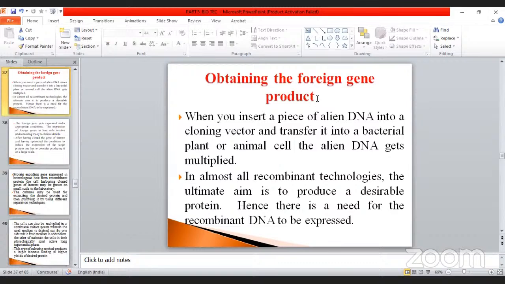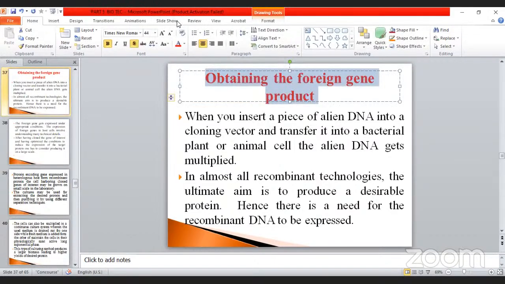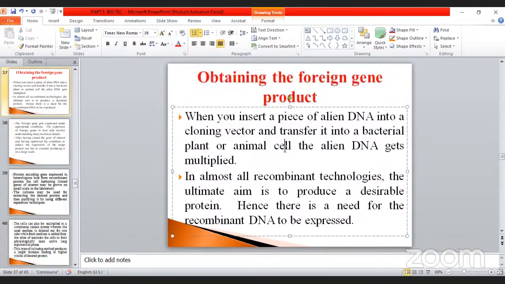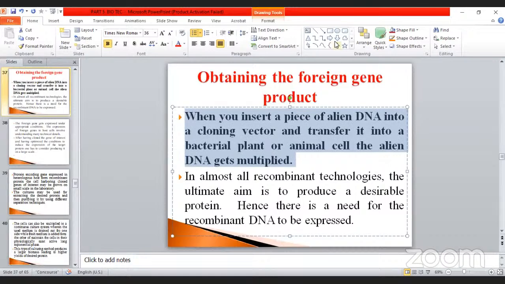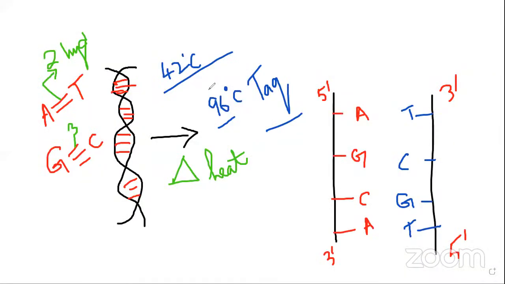And the next one is obtaining foreign DNA molecules. Foreign DNA, gene product. How? When you insert a piece of alien DNA into the cloning vector and transfer it into a bacterial, plant or animal cell, the alien DNA gets multiplied. Already we discussed so many times, isn't it? Already we saw those things also. Suppose, take an example.